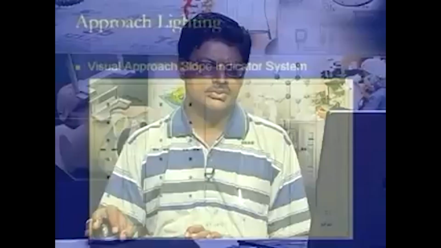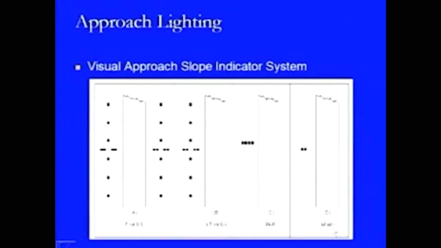Here different types of systems have been shown. This is T-VASIS, this is AT-VASIS, this is PAPI, this is the APAPI system, and this is how the lights are shown with respect to the approach. This is the crossbars and thus the runway strip. So, this is the way we can see this.